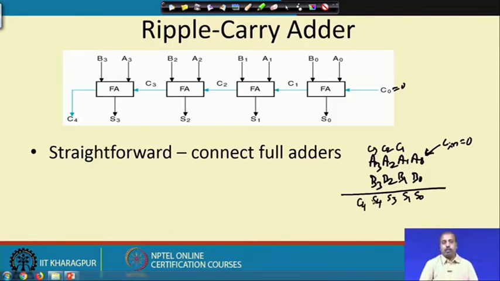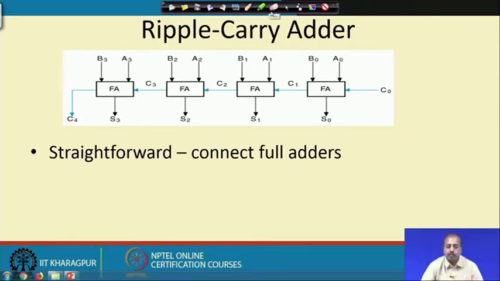So, we have two 4-bit numbers, they are getting added and it is producing a 5-bit number consisting of 4 sum bits and 1 carry bit. So, this way in a straightforward fashion, we can connect full adders and get the circuit for a higher number of bits.